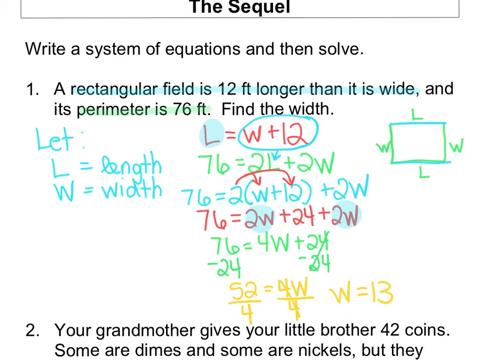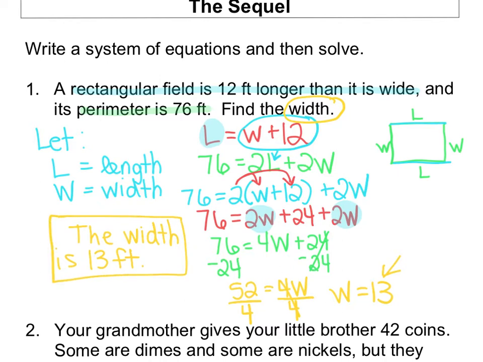So, do I need to go further? Do I need to plug it back in and get my length? In this particular problem, I do not, unless I just want to make sure that it does give me a perimeter of 76. It only asks for the width. I solved for the width, and that's all I need to do. Now, remember in your sentence, you do need to put units on your width. So we would say the width is 13 feet, since that's the measurement we used in this problem.